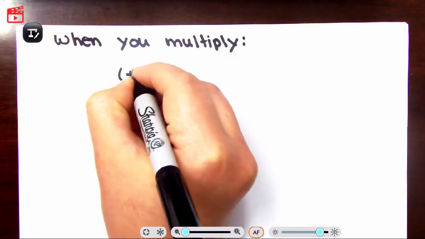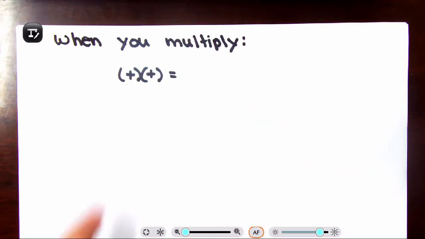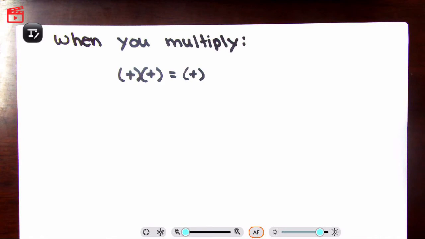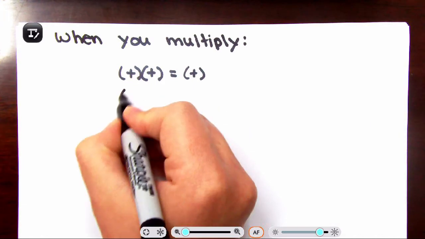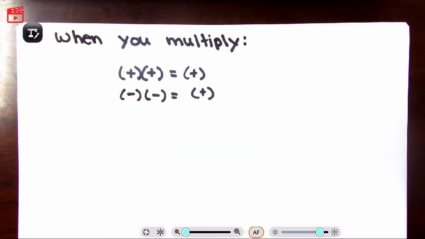Okay, so we're going to write when you multiply. A positive times a positive number. You see how I have parentheses? Parentheses next to each other means multiply. If you have two positives, they end up a positive. If you have two negatives, it ends up a positive. I know that is mind-blowing because when we did the adding, two negatives added together will always give you a negative. This is different when you multiply. Two negatives multiplied together will give you a positive.